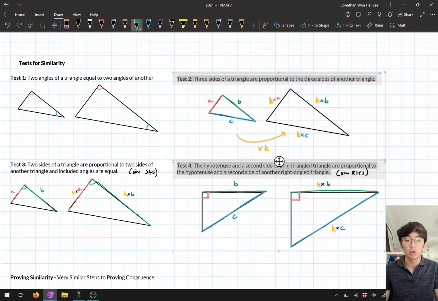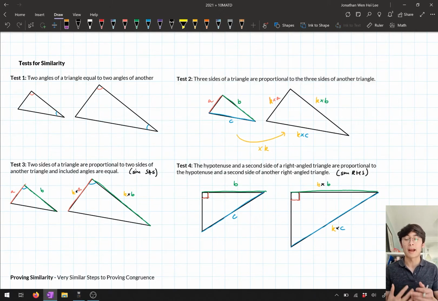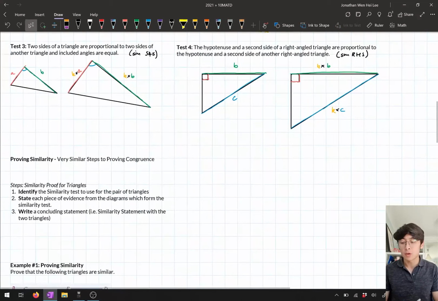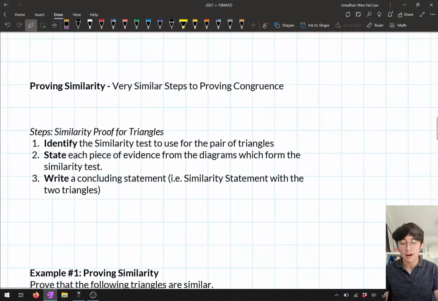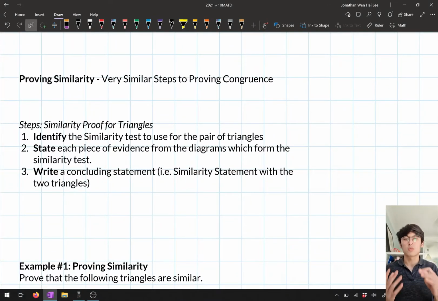You want to look at what information you get given about your 2 triangles. Then from there, you want to state each piece of evidence from the diagrams that form the similarity test. So if 2 angles are equal, you just want to write that this angle is equal to this angle. And then for the final step, we write a concluding statement, just a similarity statement for our 2 triangles.